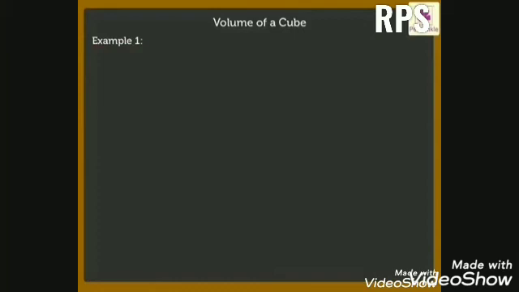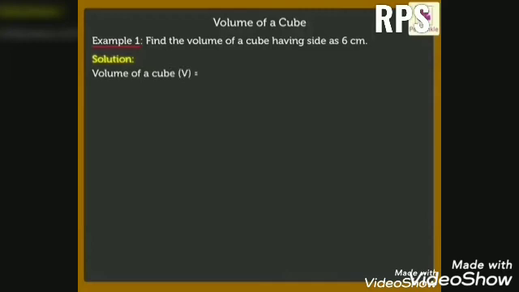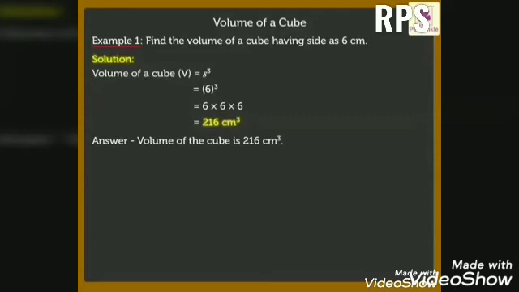Let us solve an example. Find the volume of a cube having a side of 6 centimeters. Volume of a cube is equal to side cubed, which is equal to 6 cubed, which is equal to 6 into 6 into 6, which is equal to 216 cubic centimeters. Therefore, the volume of the given cube is 216 cubic centimeters.